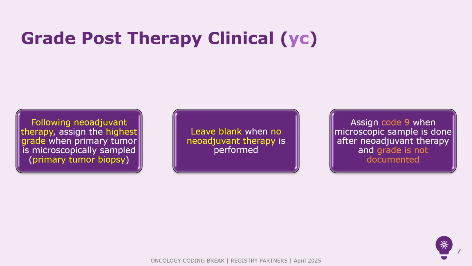Next, we'll talk about grade post-therapy clinical YC. Grade is a measure of the aggressiveness of the tumor and is an important prognostic indicator for many cancers. So for post-therapy clinical, following neoadjuvant therapy, we assign the highest grade when the primary tumor is microscopically sampled, such as a primary site biopsy. We leave it blank when there is no neoadjuvant therapy performed, or we can assign code 9 in this data field when a microscopic sample is done after neoadjuvant therapy, but the grade is not documented.